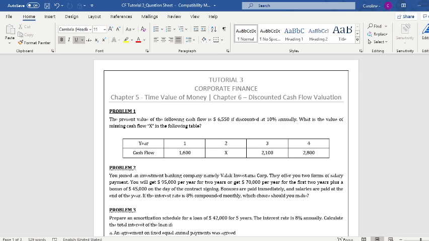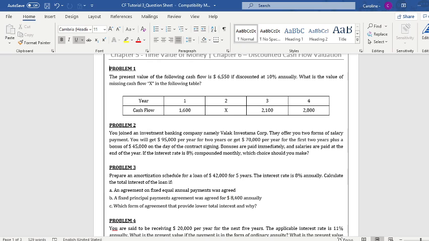And now we shall move to problem 2. You join an investment banking company, namely Falak Investama Corp. They offer you 2 forms of salary payment. You will get $95,000 per year for 2 years, or you can get $70,000 per year for the first 2 years, plus a bonus of $45,000 on the day of the contract signing. Bonuses are paid immediately, and salaries are paid at the end of the year. If the interest rate is 8% compounded monthly, which choice should you make?